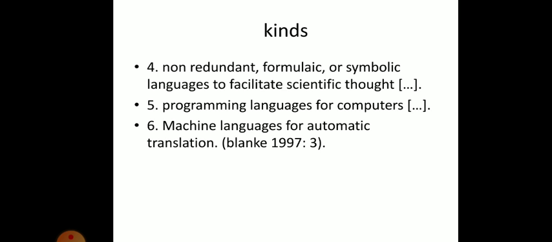And the fifth one is the programming language. It can be any programming language that is used in computers. Python is one of them. And the sixth one is the machine language. For example, the machine language that is being used for the purpose of translation is considered to be a variant of the artificial language variety.